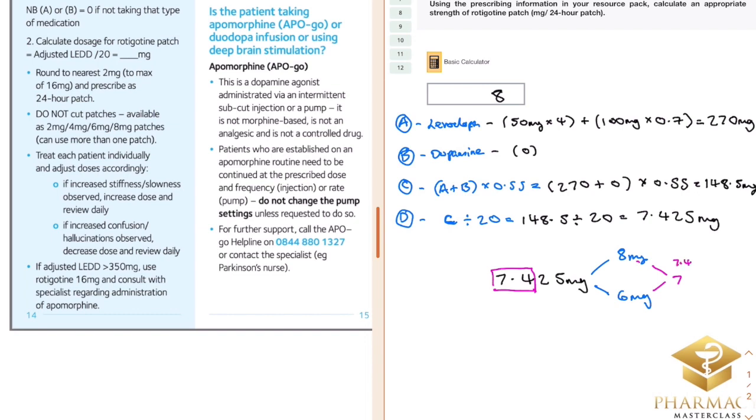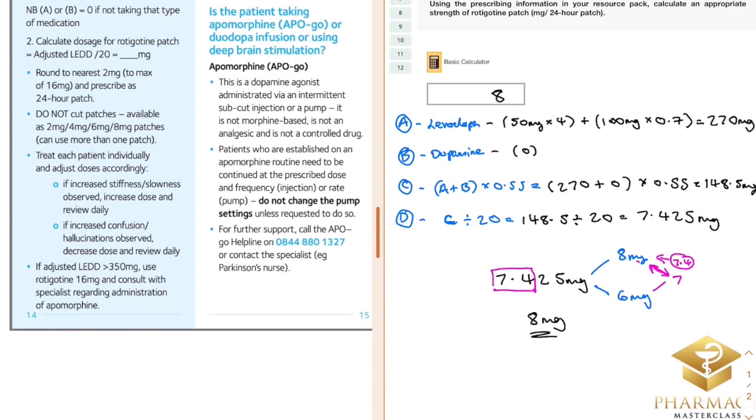7.4 falls closer to the 8 milligram. It falls between here. Can you see this line here, between the 7 and the 8? Therefore, we round it up to 8 milligrams. So the answer is 8 milligrams in this scenario.